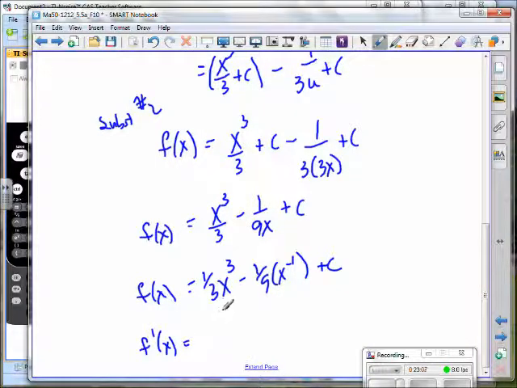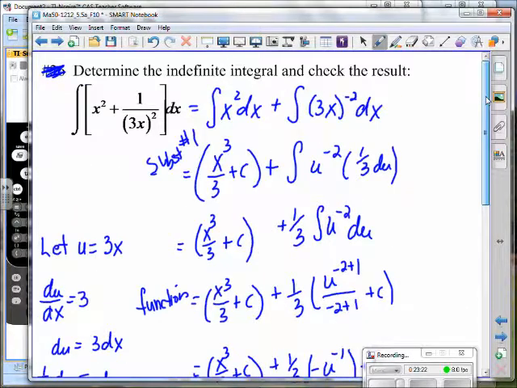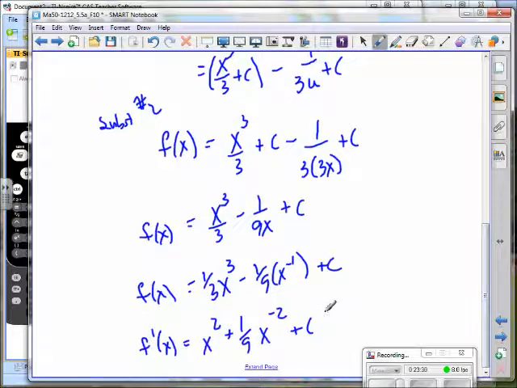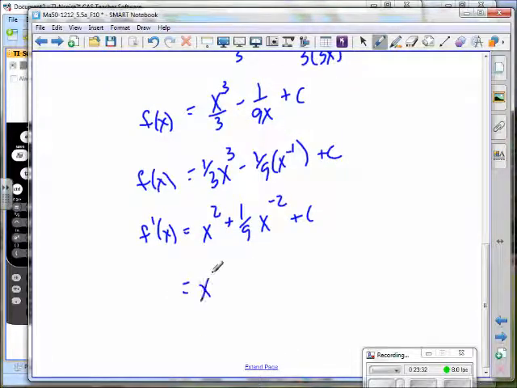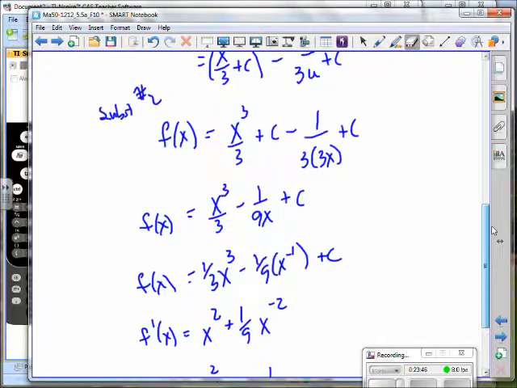3 times 1/3 is 1, leaving me with x squared. Negative 1 times negative 1/9 is 1/9, leaving me with x to the negative 2. Is that right? Yeah, because I'm taking 3x quantity squared, that'd be 9x squared. Is that the same thing? And it is. And that wouldn't be plus c, though, would it? Because that becomes a 0.